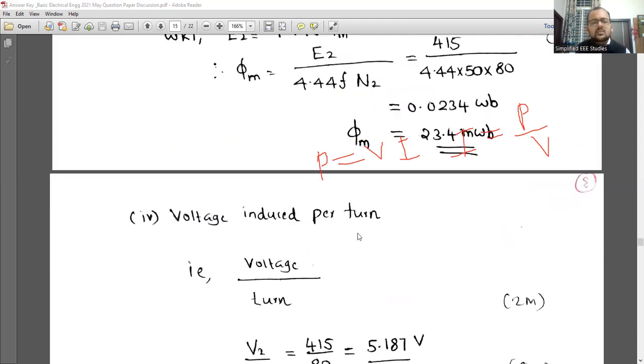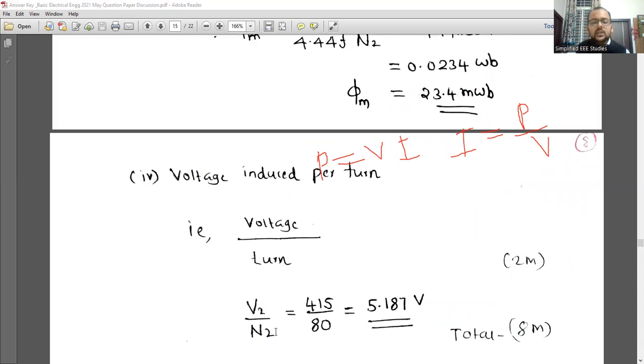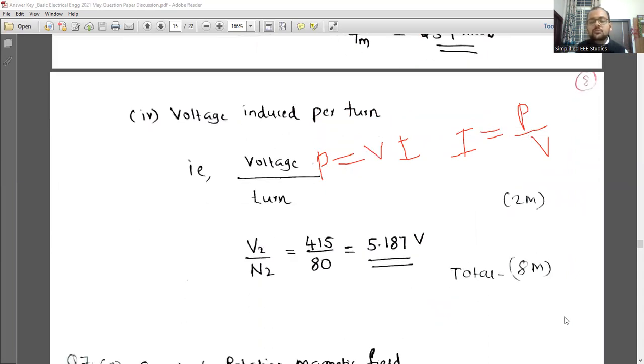What does it mean? Volt per turn. Voltage induced per turn means divided by turns, no? So V2 divided by N2. Otherwise, you can write V1 divided by N1. Both are acceptable. So if you solve these things easily, I promise you that you will get 8 marks.